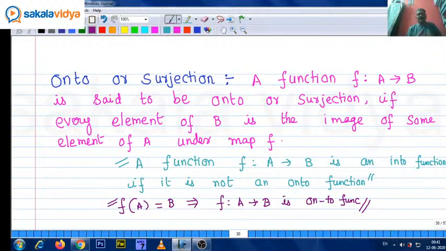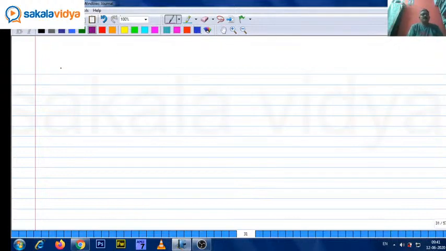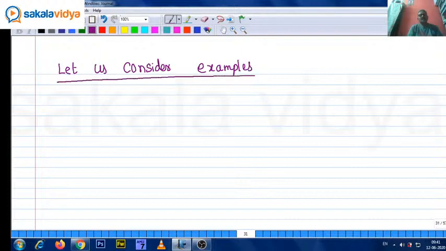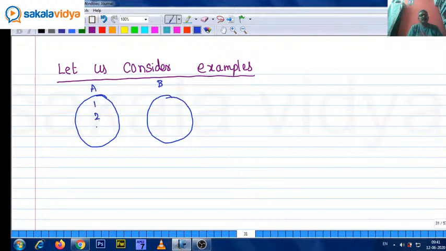Right. So let us consider the examples. Take A and B. Here A is 1, 2, 3, 4 and B is 2, 3. 1 is mapped with 2, 2 is mapped with 2, 3 is mapped with 3, 4 is mapped with 3. This is function f, for example.